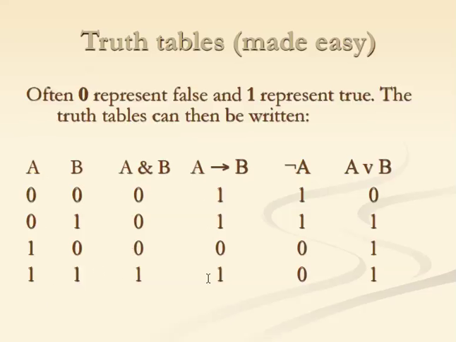Implication we have already talked about. You can see the only way it comes out false is if A is true and B is false. Not A clearly comes out with opposite truth values than A. And the OR, again, it's a logical OR, so the only way an OR comes out false is if both of them are false, which happens in this situation.